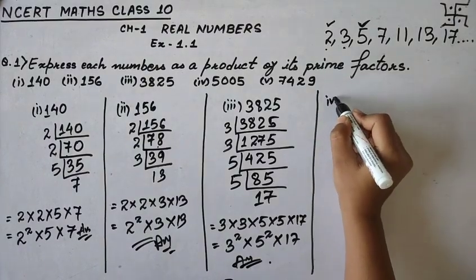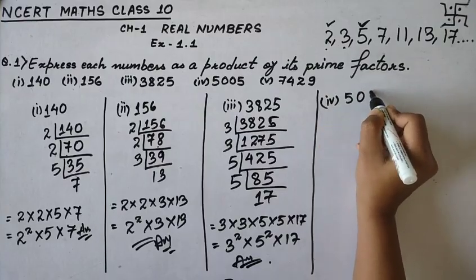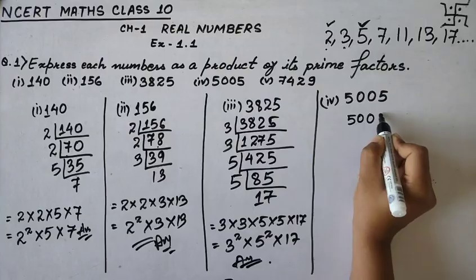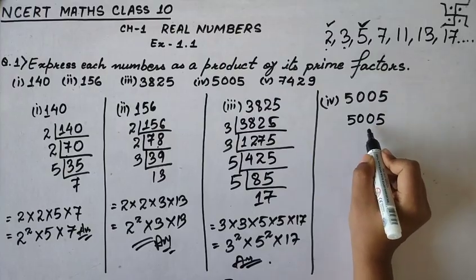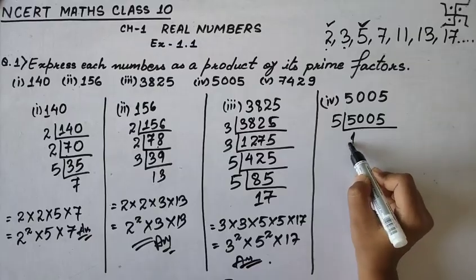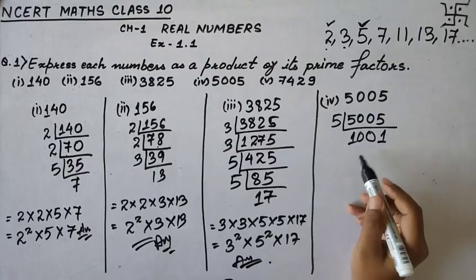Next, we will move to the fourth number, that is 5005. Here, it is not divisible by 3, as I can see. So we will move to the next prime number, that is 5, which will give us 1001.